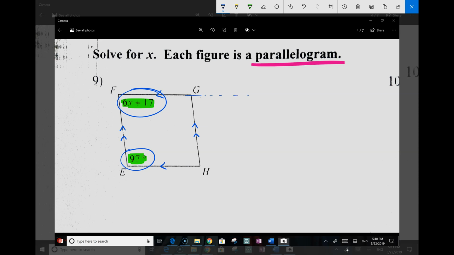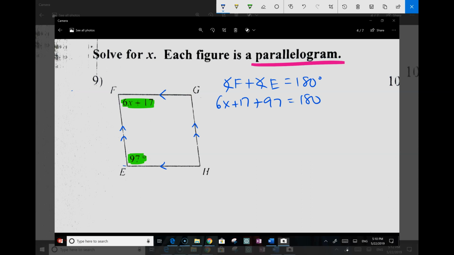These parallel lines were simply abbreviated or cut off so that you could have this parallelogram figure. But we're still dealing with the same principle of parallel lines and transversals and the angles that are formed by them. And so we have actually our parallel lines and our same side interior angles. So because of that, I could say that this angle F plus this angle E is equal to 180. They are supplementary. And so then I substitute what I know about each angle. So 6x plus 17 plus 97 is equal to 180. And then I just do the math.